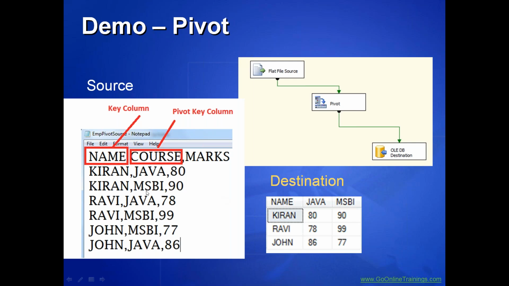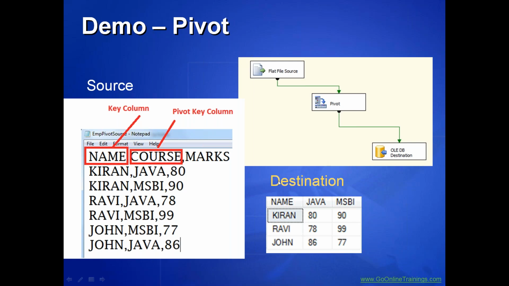So Java, MSBI, which were rows, have now become columns. Any row becoming a column is what is called a pivoting operation. Rows are converting into columns. Any row or multiple rows converting into multiple columns. Converting rows into columns is called a pivoting transformation.